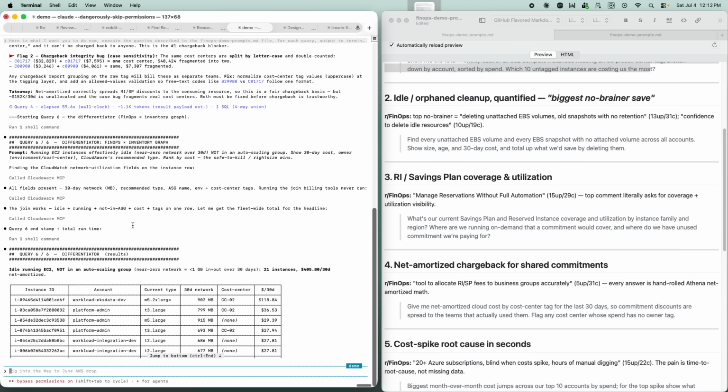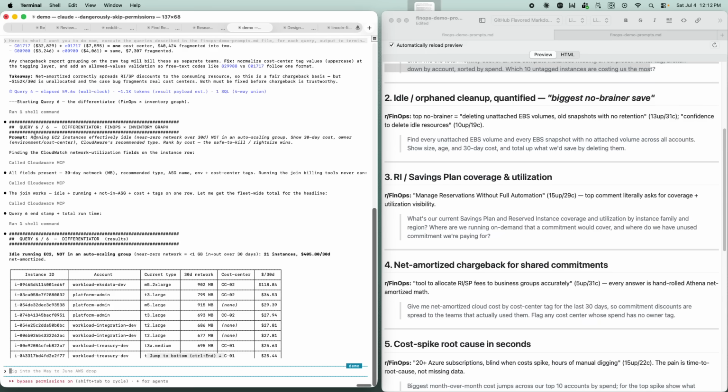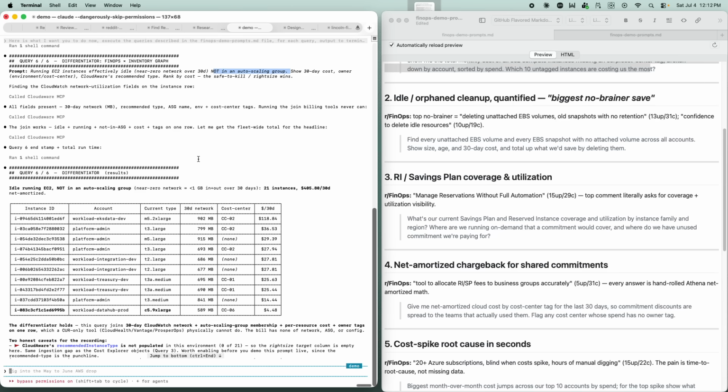So here the request is: running EC2 instances effectively idle, not in an auto scaling group. That particular fact, if you just look at the CUR file, like typical billing FinOps tools do, they don't know if it's in auto scaling or not, but Cloudaware knows everything, knows the relationships, knows the service catalog data. Anyways, not in auto scaling group, show 30 days cost, owner, environment, cost center, Cloudaware's recommended type, rank by cost and safe to kill, right-size wins.